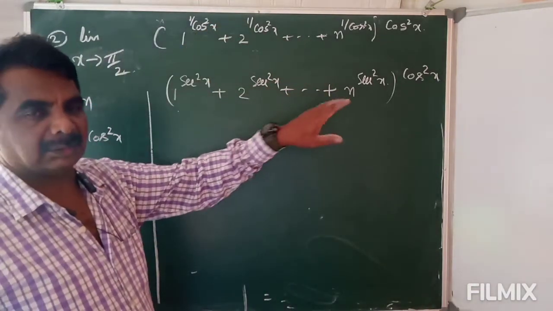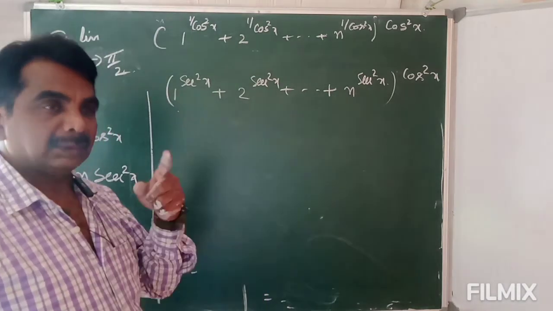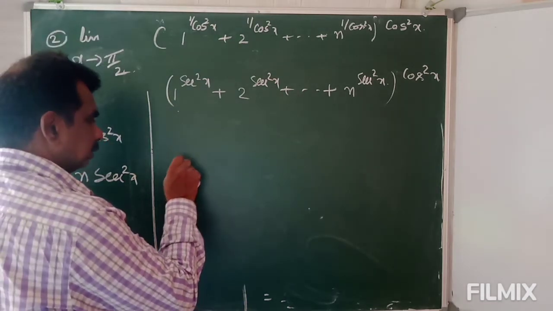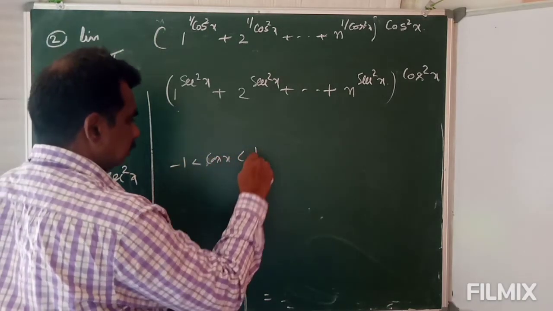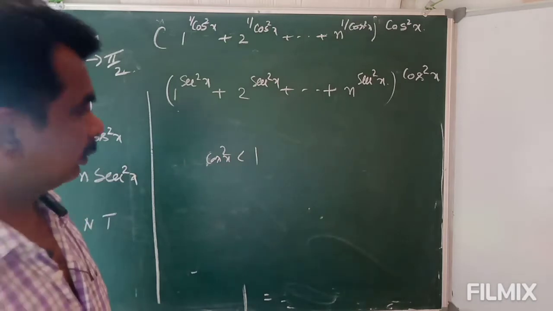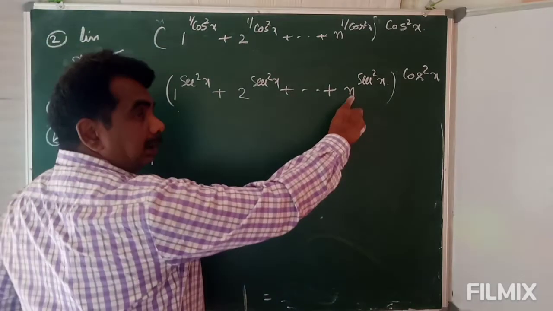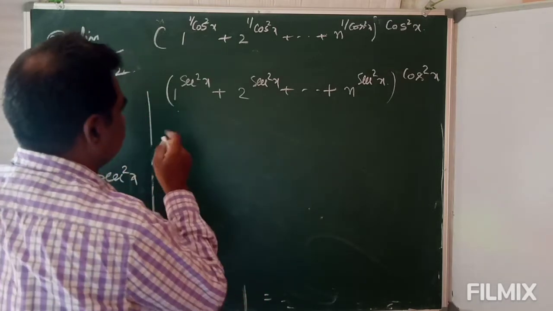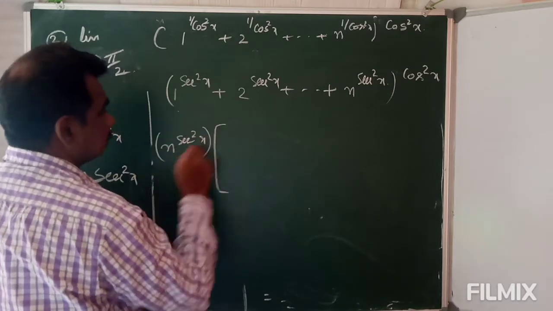Cos square is always less than or equal to 1. That is, cos x lies between minus 1 and 1. Therefore, cos square x is always less than or equal to 1. Good. Take n secant square x as a common factor. What happens? n secant square x into cos square x.